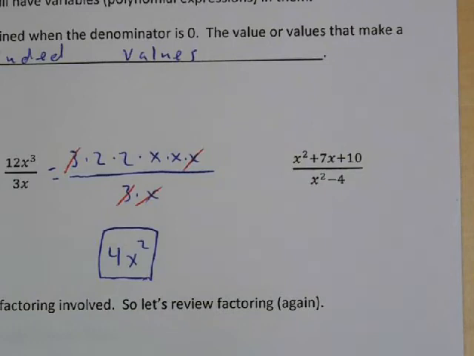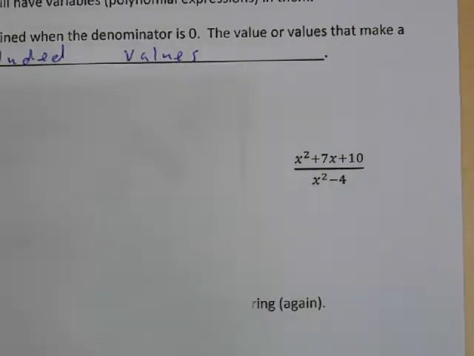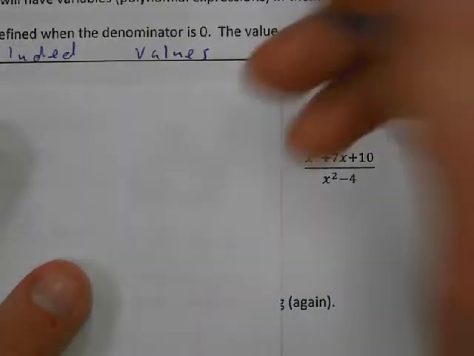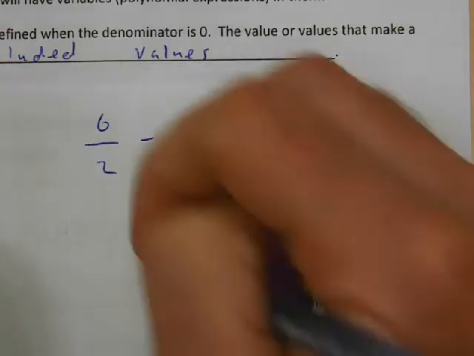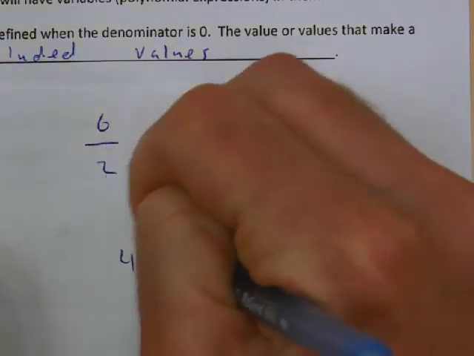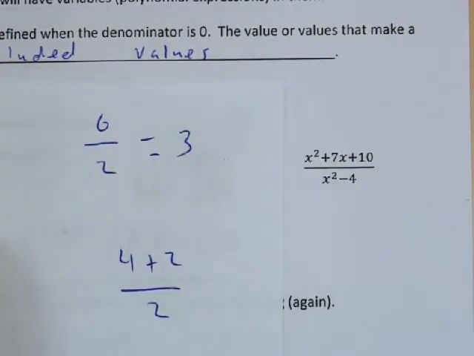Write out something else. Let's see. Let's just make this up real quick, 6 divided by 2. Okay, 6 over 2, well, we all know that equals 3, right? That's easy. Can I rewrite 6 in a different way? Sure. How about 4 plus 2 over 2?